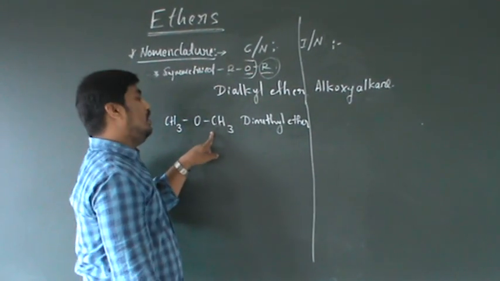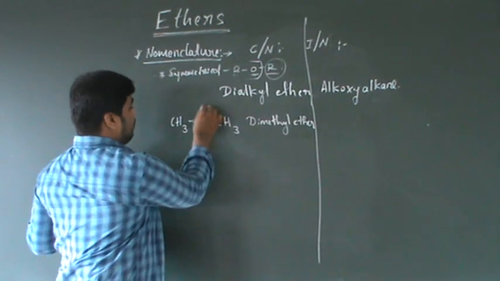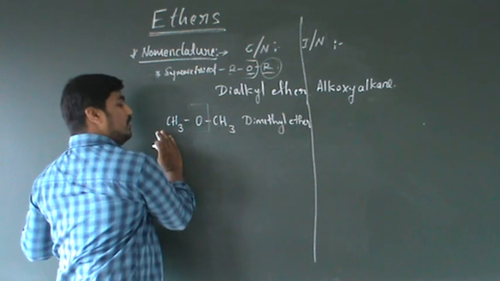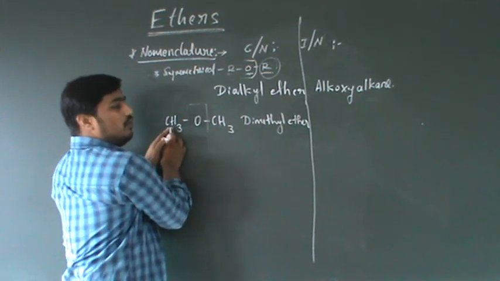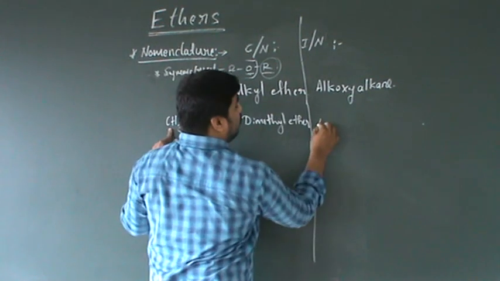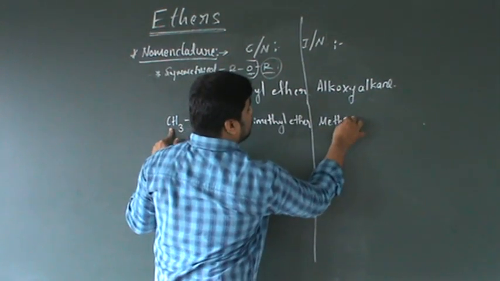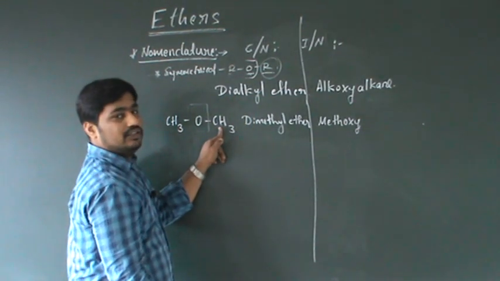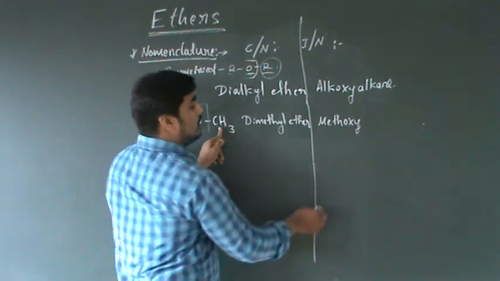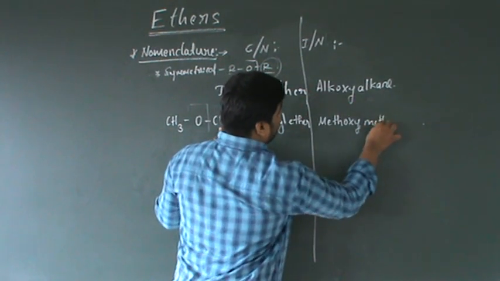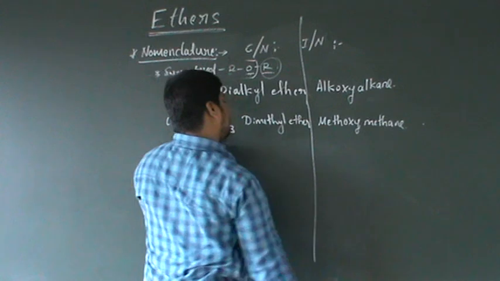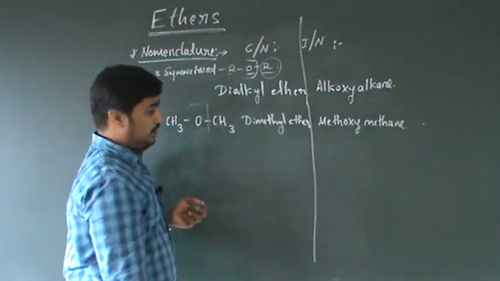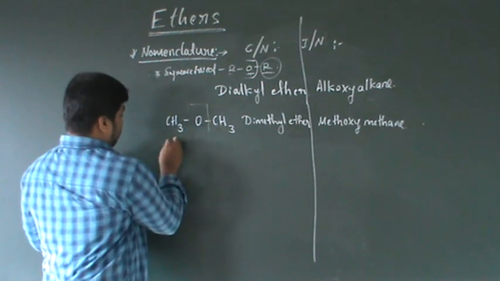One part is considered alkoxy. You can consider this part or this part. The alkyl group is methyl, therefore it is methoxy. Here, one carbon atom, then it is methane. Methoxy methane is the IUPAC system name of the symmetrical ether.